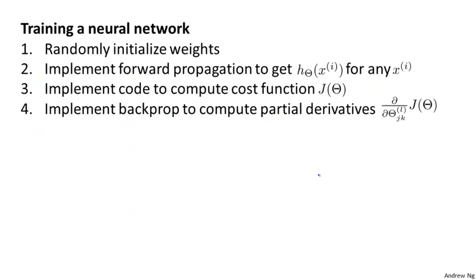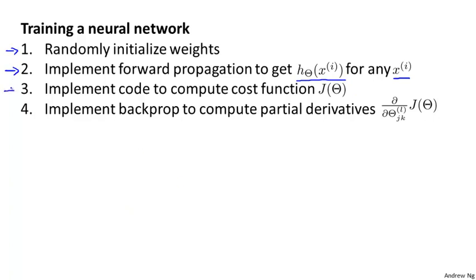Next, here's what we need to implement in order to train a neural network. There are actually 6 steps; I have 4 on this slide and 2 more steps on the next slide. First step is to set up the neural network and to randomly initialize the values of the weights. And we usually initialize the weights to small values near 0. Then we implement forward propagation so that we can input any x to the neural network and compute h(x), which is this output vector of the y values.